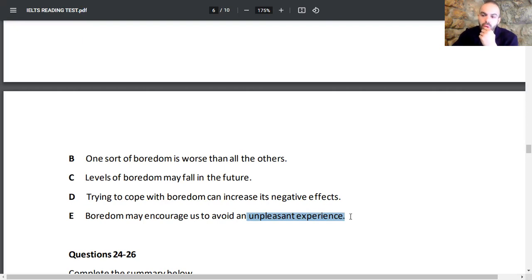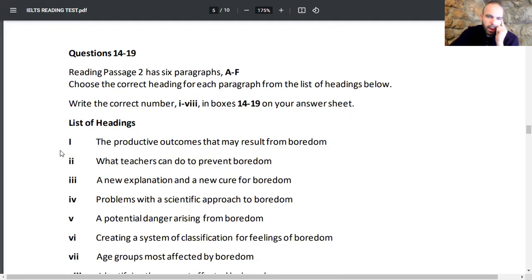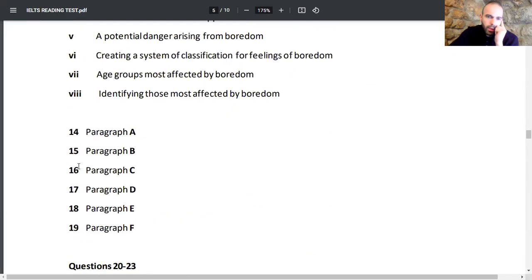Now let's move to Thomas Goetz, the second one. Goetz is actually mentioned in both paragraph B and E. We already know from question 15, if you still remember question 15, by the way, which is here. So that's question 15. We already know that paragraph B is about the classification of types of boredom by Goetz and his team. So see how important the previous questions are. The previous questions might help us in the coming questions.